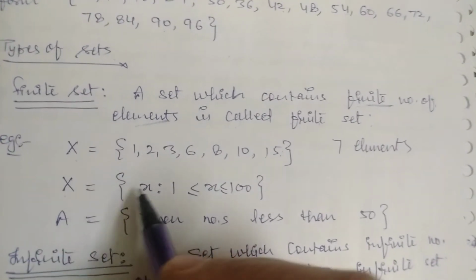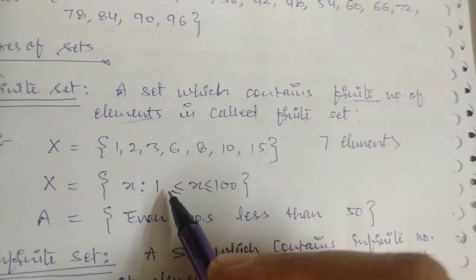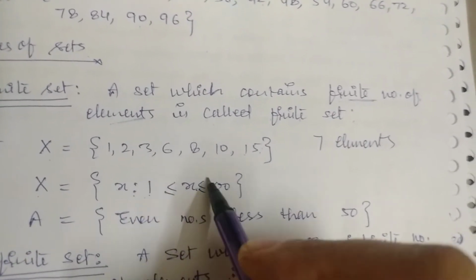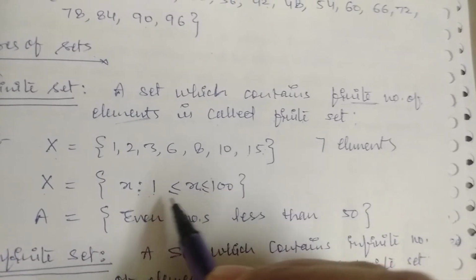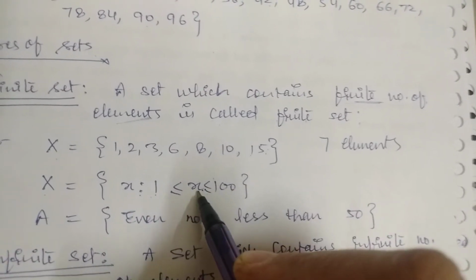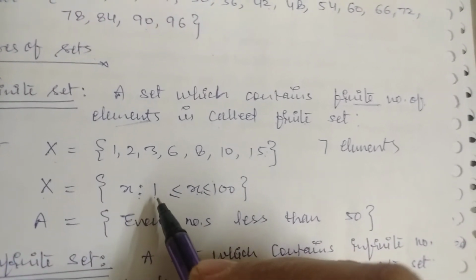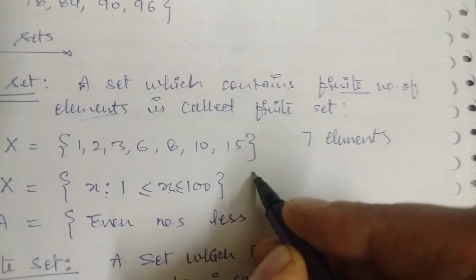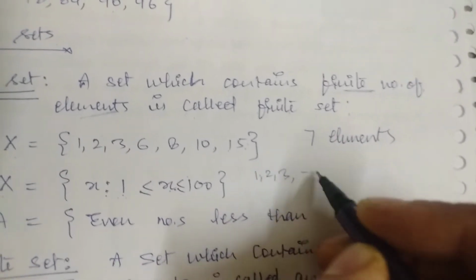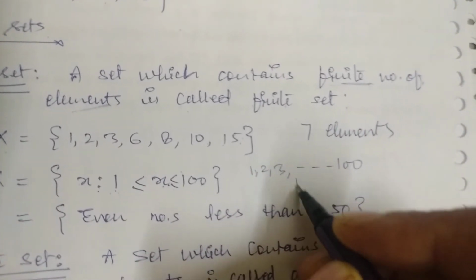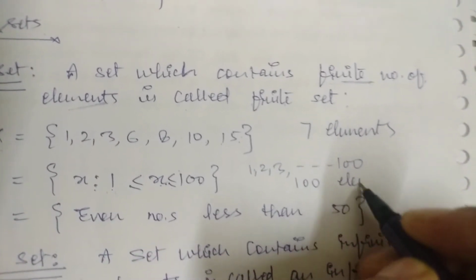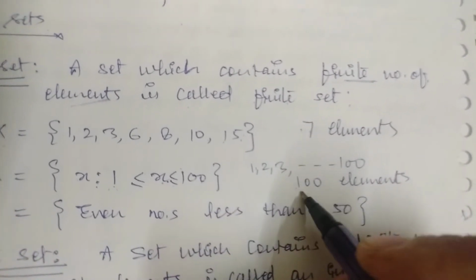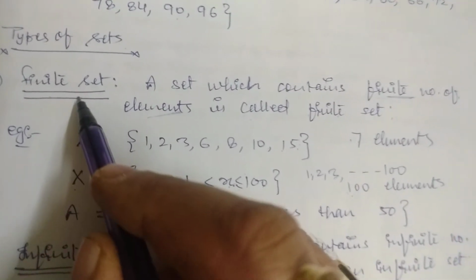Another set is capital X equal to x such that x lies between 1 and 100, that is, 1 is less than or equal to x, less than or equal to 100. If we want to count the numbers, x moves from 1 to 100. Means we have 1, 2, 3 and up to 100, which means 100 elements.